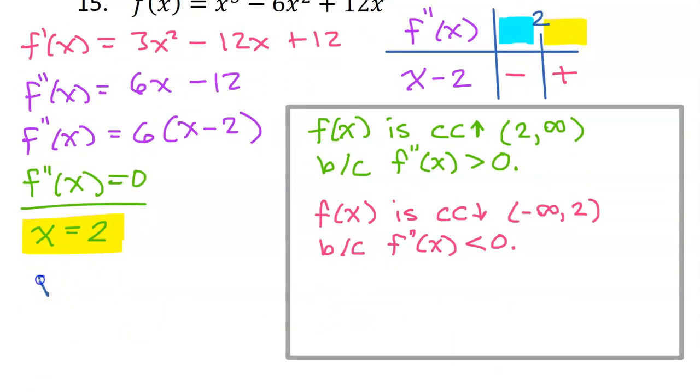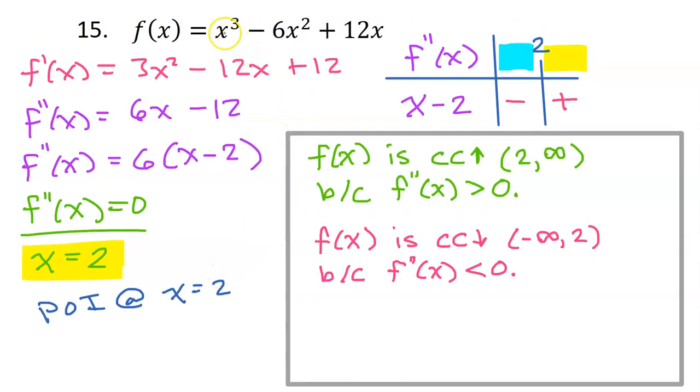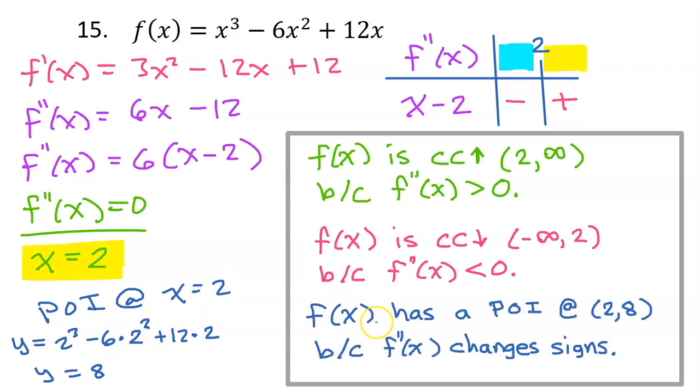So we know that there will be a point of inflection at x equals 2. How do we find the y value? We simply substitute x back into the original equation and see what we get. If you plug 2 in for all the x's, you get y equals 8. So there's a point of inflection at 2, 8. Let's add that to our final answer. f of x has a point of inflection at 2, 8 because f double prime changes signs.